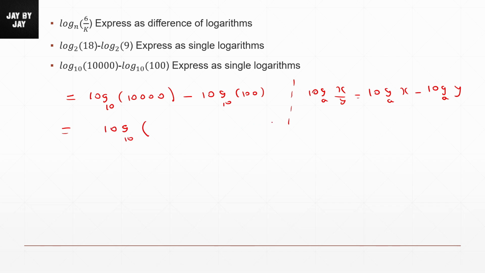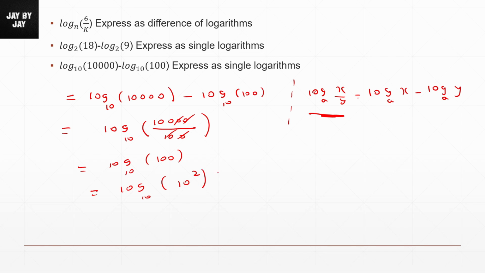What is the base value? 10. What is the x value? The x value is 1000 here. No, 10,000, sorry about that. And the y value is 100. So the answer will be log base 10 of 10,000 divided by 100. Now we will get into another rule. We learned that rule in the last session.